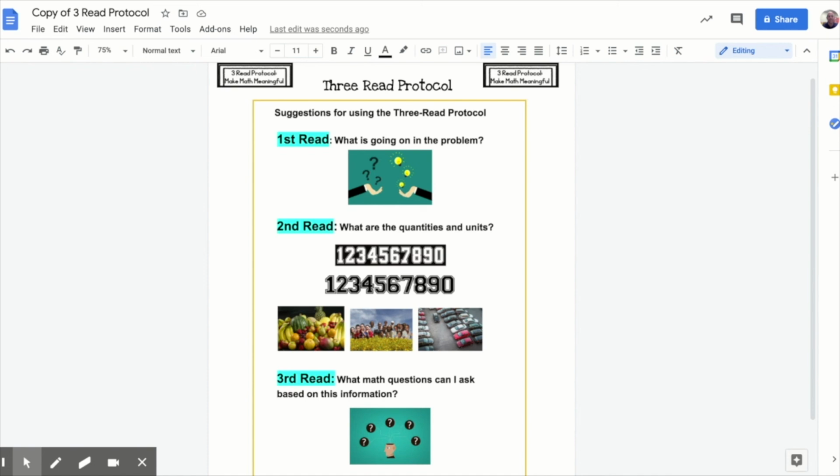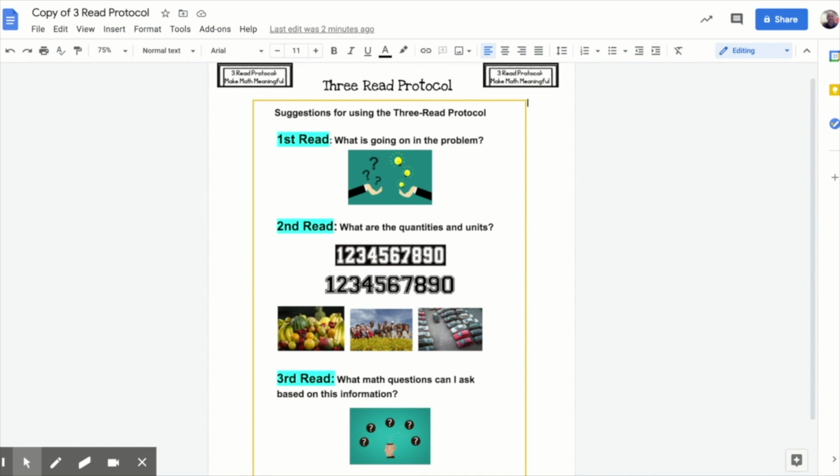So with a 3-read, the first read, students are reading the problem. So what's going on in the actual problem? So they're just reading the problem as it is. The second read, what are the quantities? So what are the units? So they start pulling the units out of that particular problem. And then when they read the problem the third time, they actually come up with some math questions they can ask based on the information.